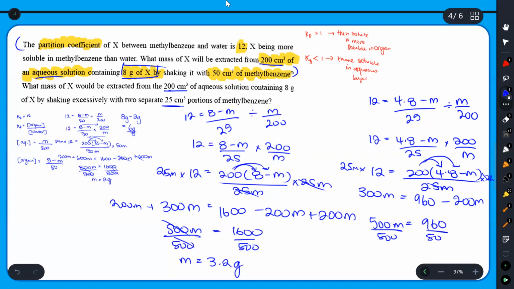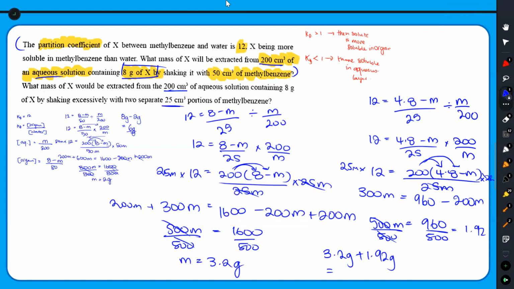Divide by 500 on both sides. This cancels this. 960 divided by 500 would give you 1.92 grams, and then you'll add these. So 3.2 grams plus 1.92 grams would be equal to 5.12 grams. And this would be what you would have extracted from the water layer. This total 5.12 grams would be what would be extracted from the water layer if you would have done it in two separate portions.